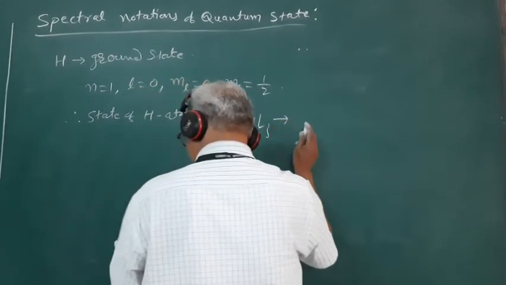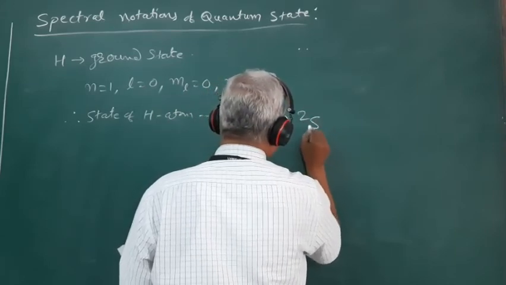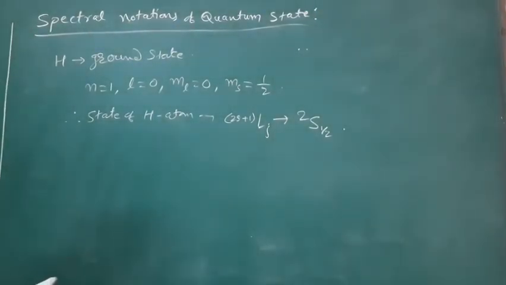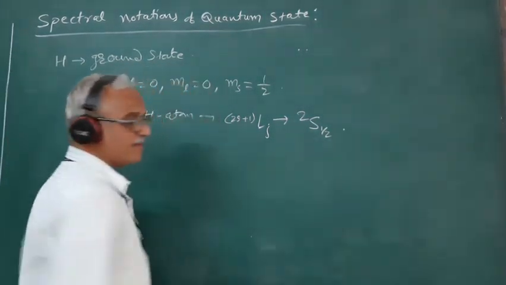that is, 2S 1/2. Here, the superscript 2 gives the multiplicity for L equal to 0, and the subscript 1/2 stands for the value of J, the total angular momentum. So this is read as doublet S 1/2.